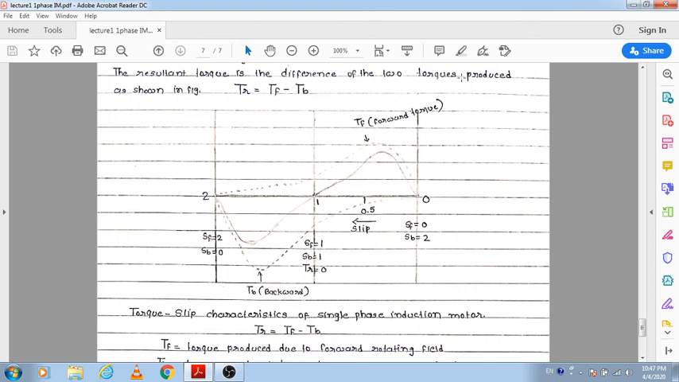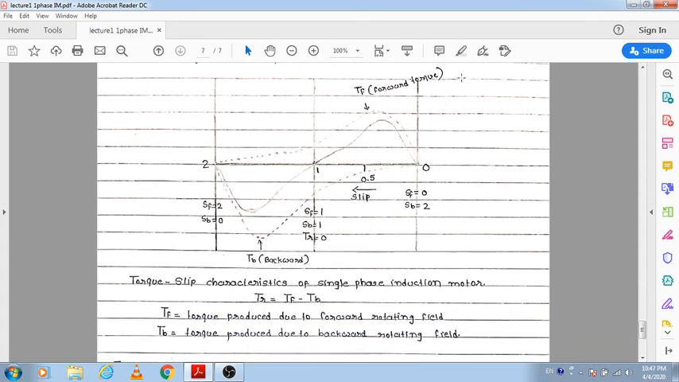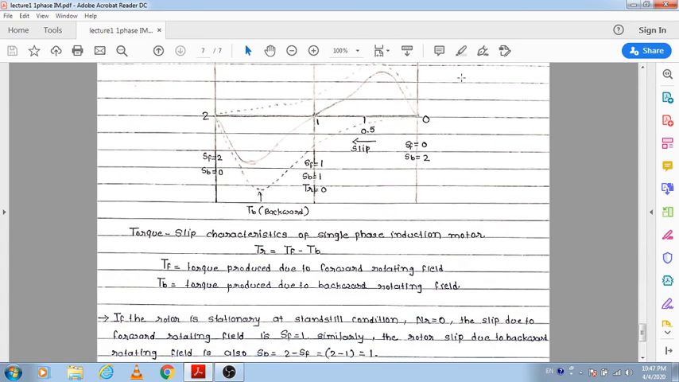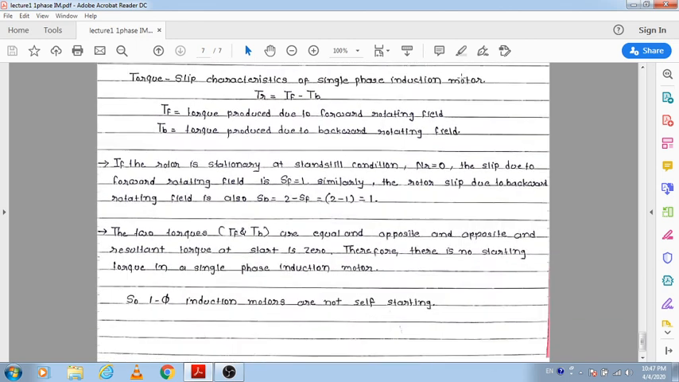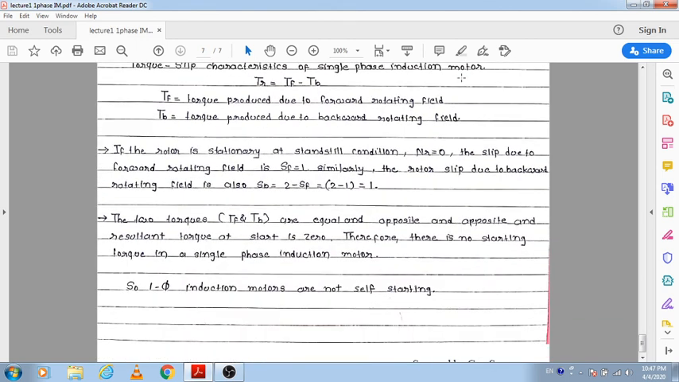If any exam asks why the single phase induction motor is not self-starting, you should write this theory. According to the double revolving field theory, it is not a self-starting motor. This is the biggest reason we can say that the motor is not self-starting. Okay, so in this lecture we have learned this, and in the next lecture we will study the different types of single phase induction motor. Thank you.